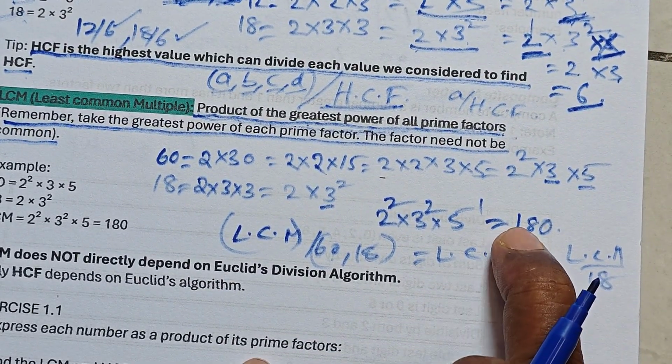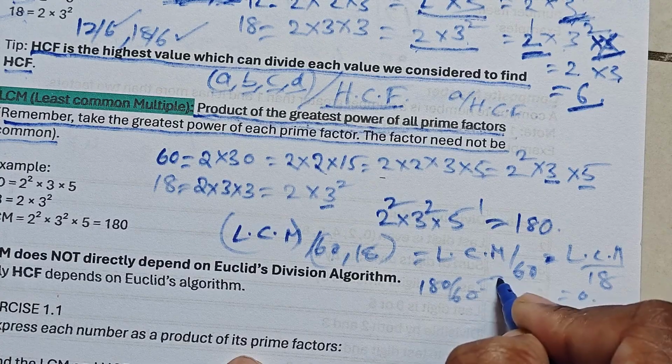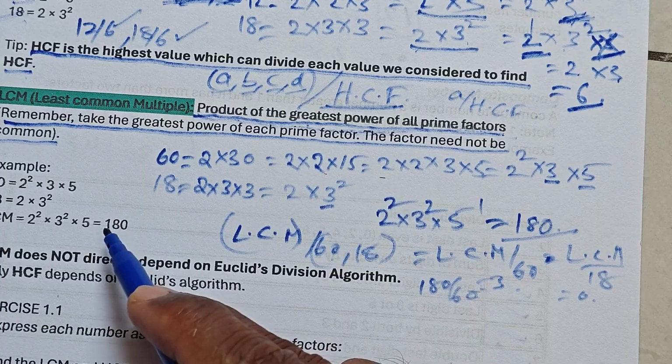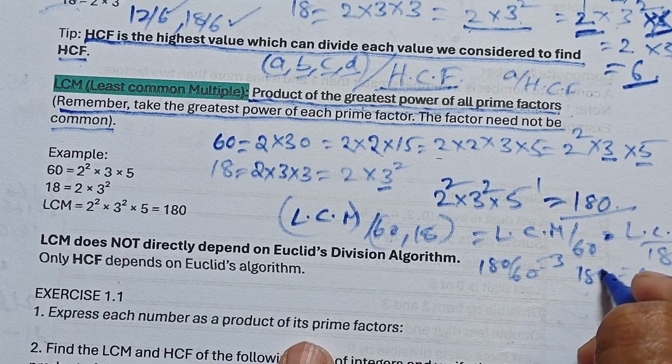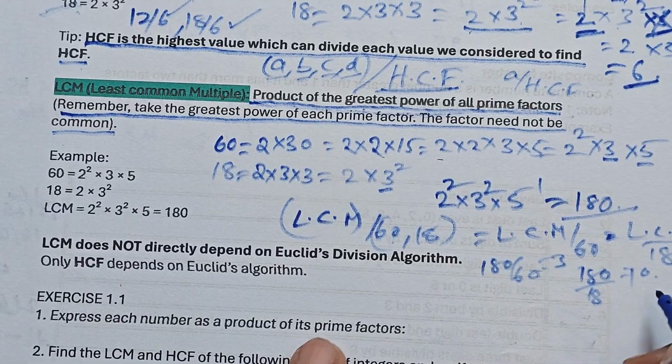I'm not talking about the quotient, only the remainder. LCM is 180. 180 divided by 60, what will it give? 3. Remainder 0. LCM 180 divided by the other number, 18. So 180 by 18 gives quotient 10 and remainder 0. So in case of HCF, each individual value will be divided by HCF giving 0 remainder.